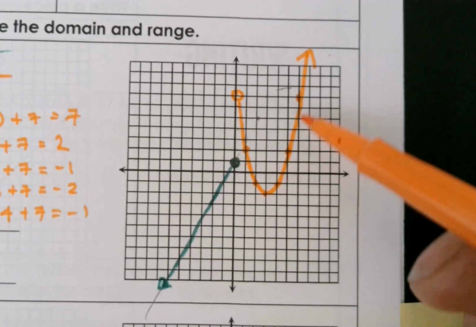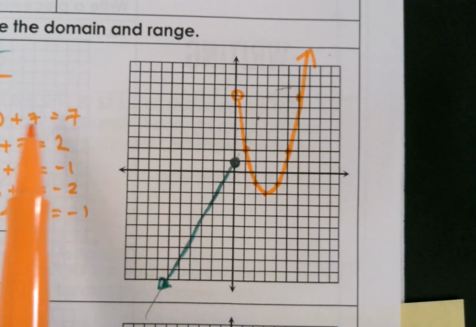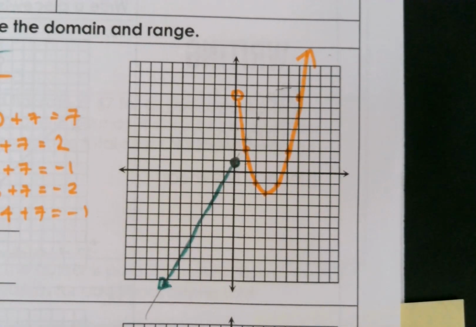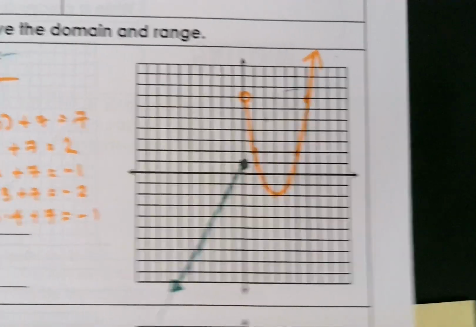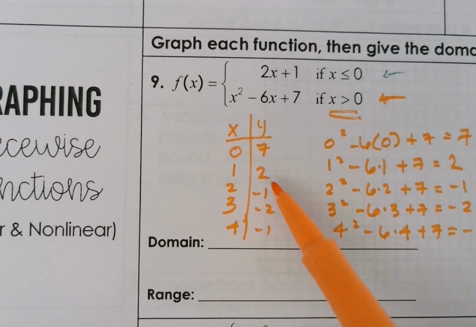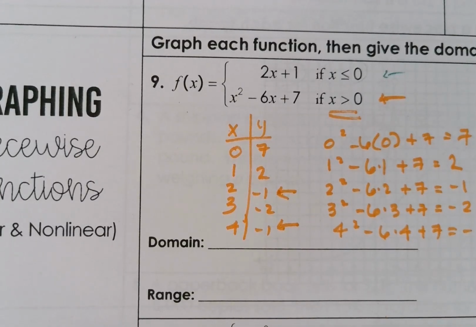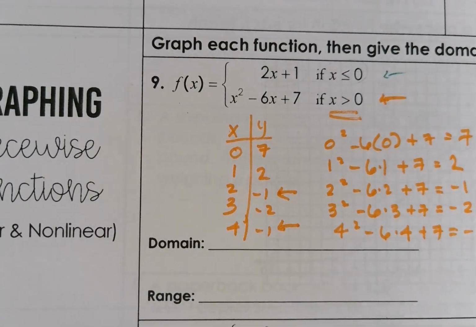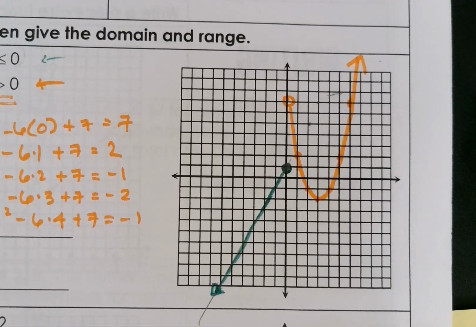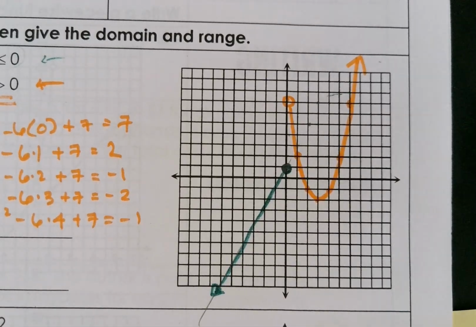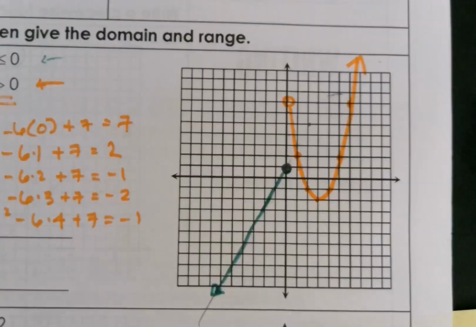I also could have found those 2 points by plugging them in the way that we did with these. But once you have, again, once you have those repeated y values, I saw this negative 1 and this negative 1, that indicates that we have both sides of the parabola, and I can find the rest of it. Okay. So there's our graph.